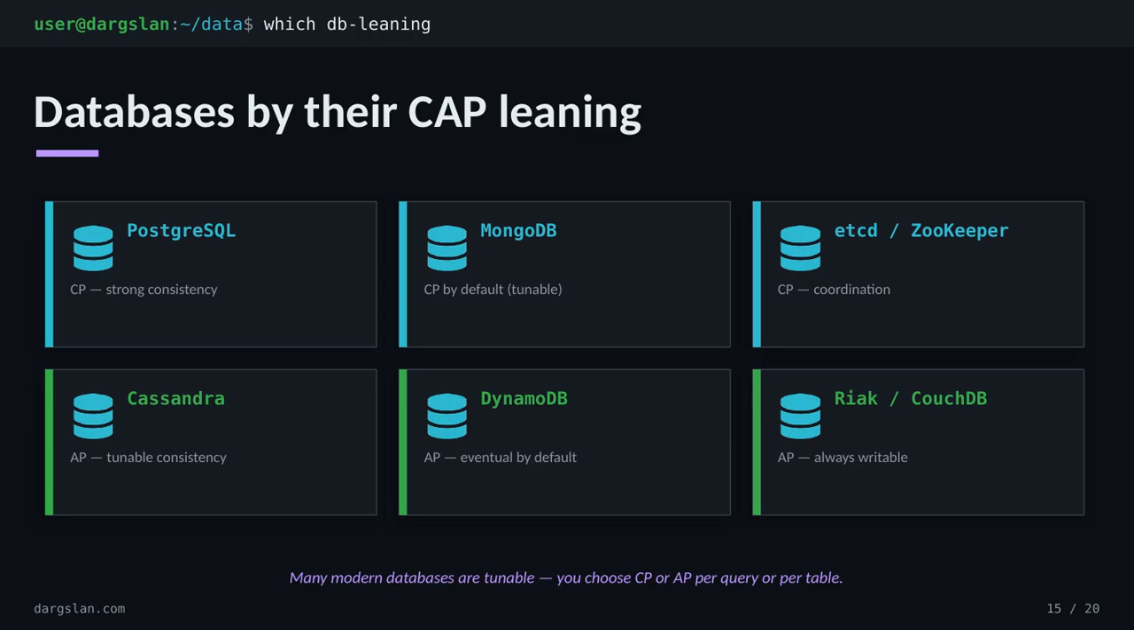On the CP side, you've got PostgreSQL leaning into strong consistency, MongoDB defaulting to CP but letting you tune it, and etcd and ZooKeeper, the classic coordination crowd, where correctness is non-negotiable. On the AP side, Cassandra and DynamoDB favor staying available with eventual consistency, while Riak and CouchDB are designed to always accept a write. And here's the nuance. Most modern systems are tunable, so you can pick CP or AP per query, per table, even per operation.